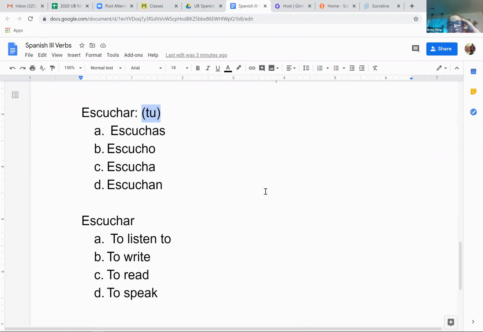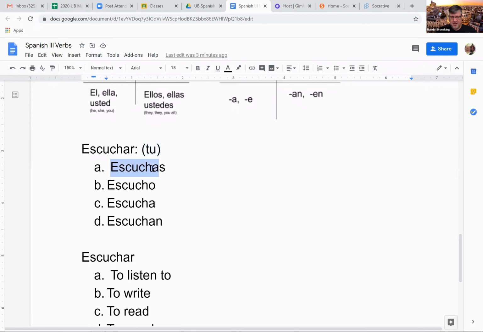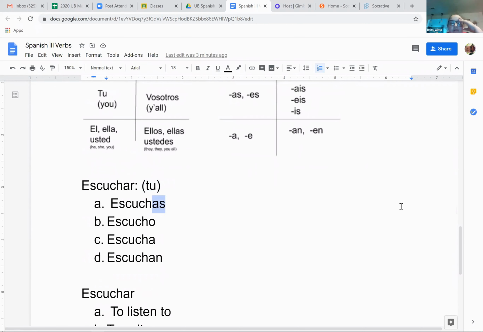Okay. And then your 4 answer choices are going to be, the first one is your correct answer with the correct ending, which for 2 is AS. And then 3 other endings that don't match. Okay. And then you'll submit it. Okay.